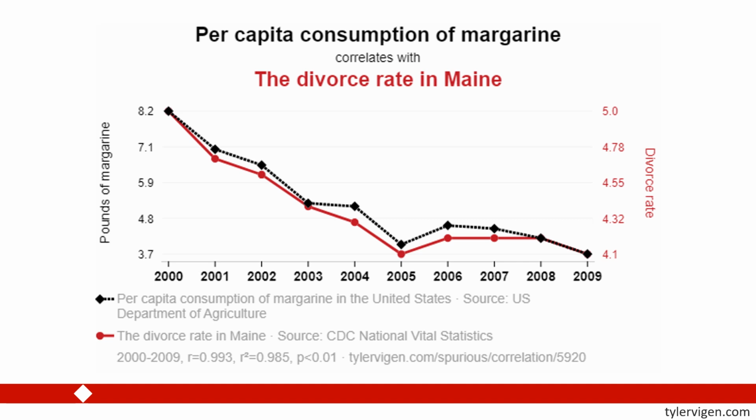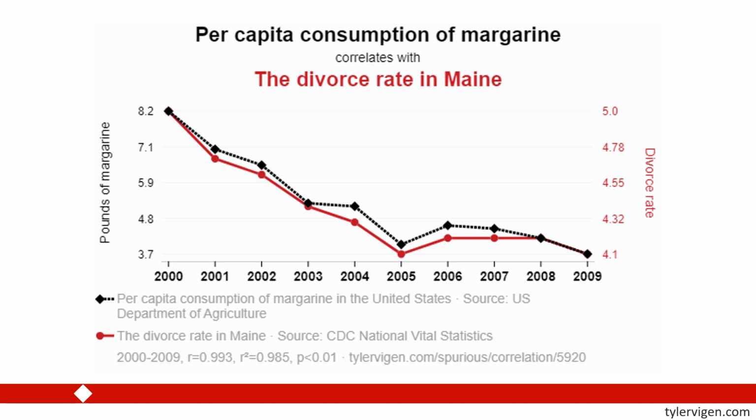In this graph, we can see that over the decades starting in the year 2000, we've got a decrease in per capita consumption of margarine, starting out at a little bit over 8 pounds of margarine per person per year in 2000, and decreasing to less than 4 pounds per person per year as we are getting towards the end of the decade.